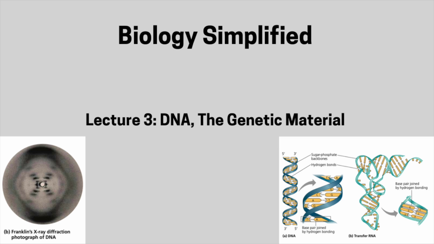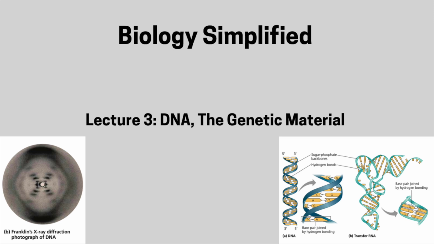Each nucleotide has three main parts: a sugar molecule, a phosphate group, and a nitrogenous base. Now, the sugar is slightly different in DNA and RNA. It's deoxyribose for DNA and ribose for RNA. But it's the nitrogenous base that really steals the show. Why is it so important?